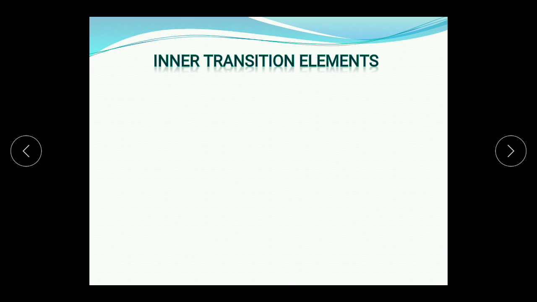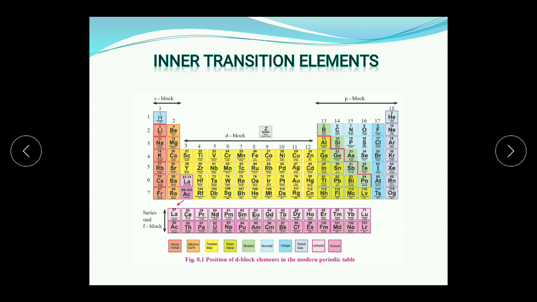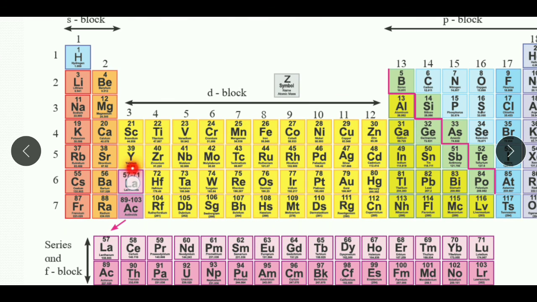Now we will start studying inner transition elements, that means F block elements. Now what is the position of inner transition elements? These elements are located at the bottom of the periodic table in two horizontal series, out of which the upper series belongs to third group and sixth period. So this square where it is written 57 to 71, out of which 57 is lanthanum.